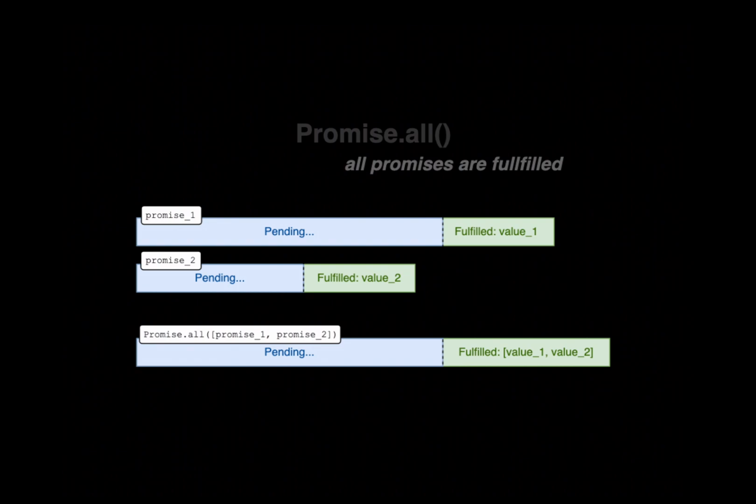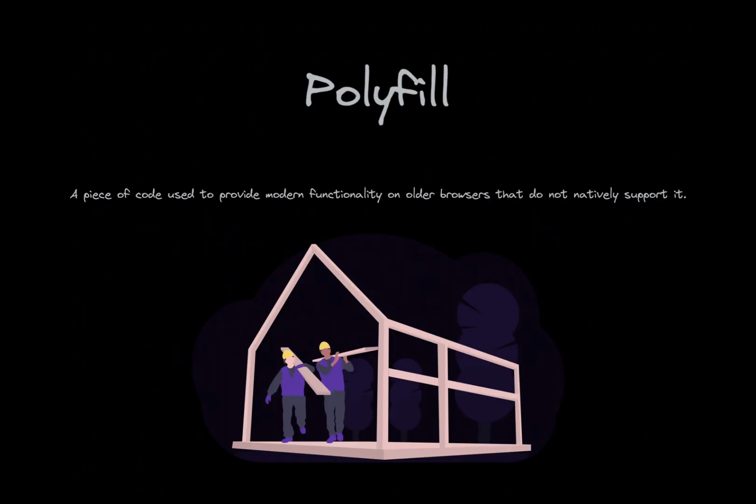environments. However, not all environments support Promise.all, especially older browsers. That's where a polyfill comes in handy. A polyfill is a piece of code that provides the technology that you expect the browser to provide natively. In our case, we are going to create a polyfill for Promise.all to ensure consistent behavior across different environments.